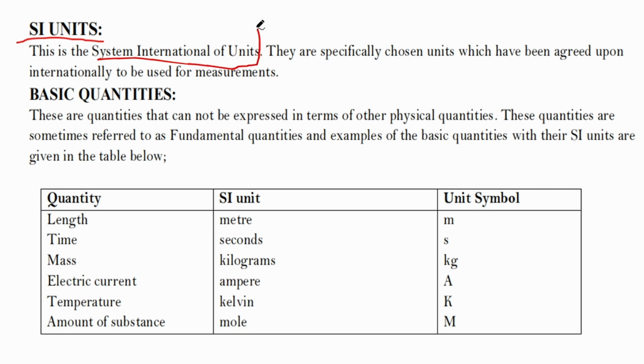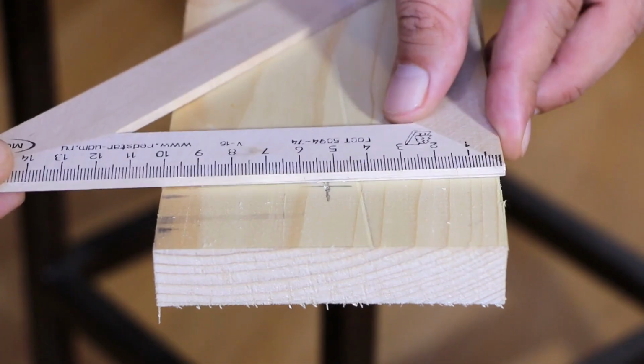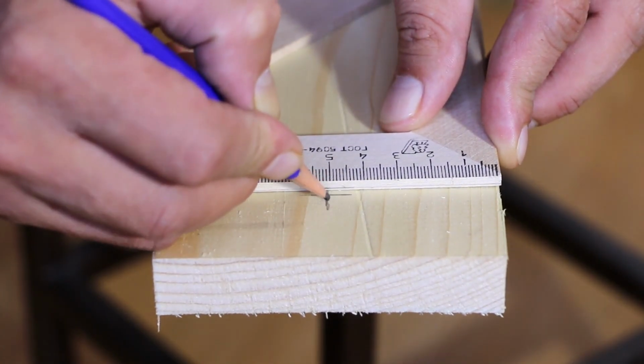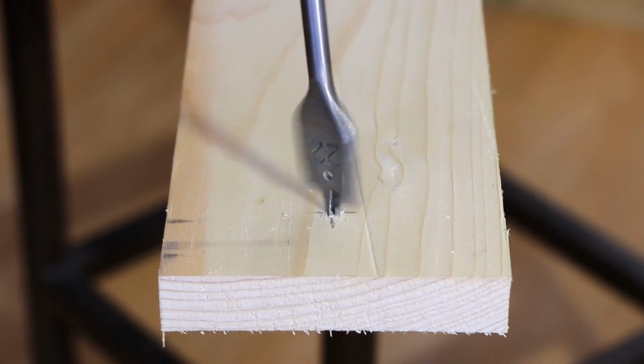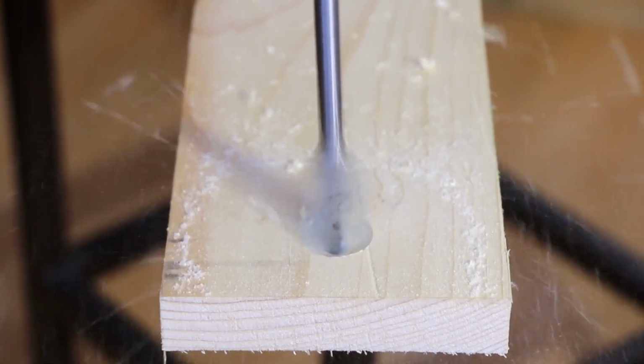of units. They are specifically chosen units which have been agreed upon internationally to be used for measurements. But now, the question is, what are we measuring? We are measuring what we call a physical quantity. Anything that can be measured and expressed with a number and a unit is what we call a physical quantity.